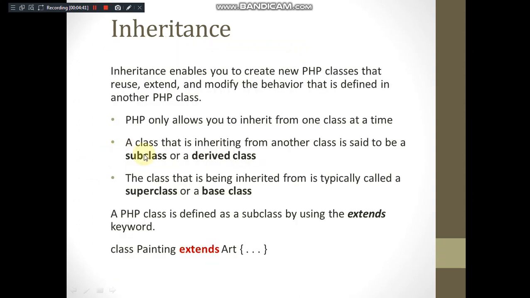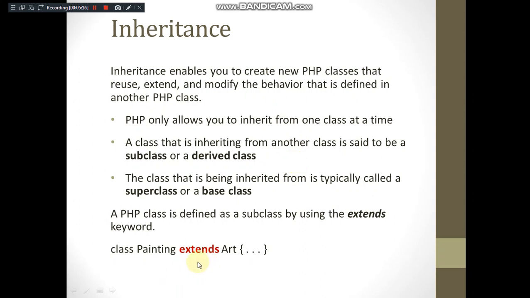Inheritance enables you to create new PHP classes that make use of reusability, or extend or modify the already existing behavior of an already defined PHP class. PHP allows you to inherit from one class at a time, so you will have a derived class or subclass. The class that is being inherited is a superclass. Remember, you don't have multiple types of inheritance; it allows you to inherit from only one class at a time.